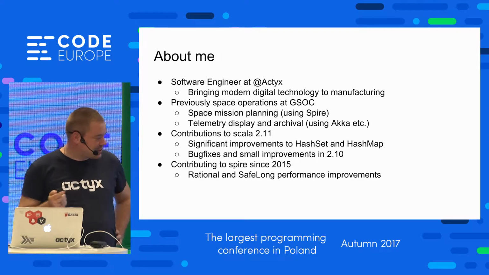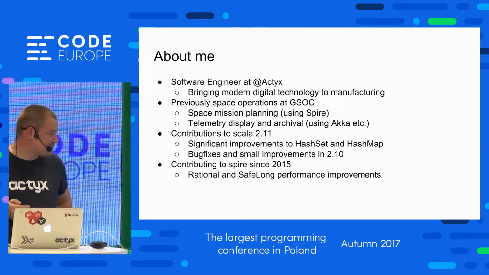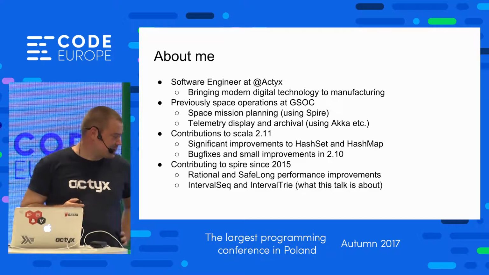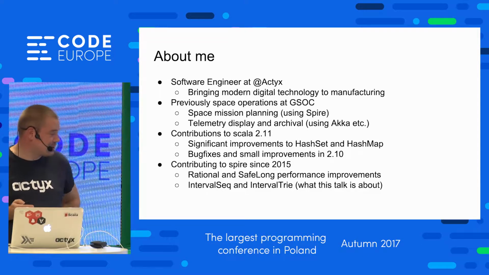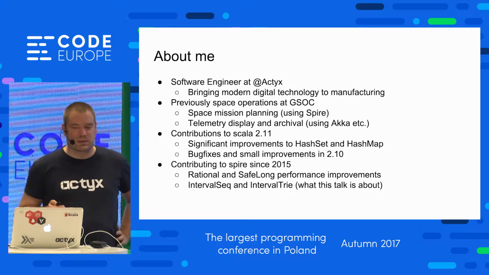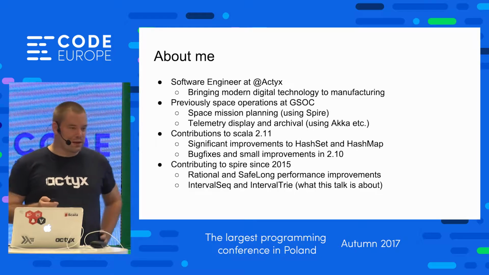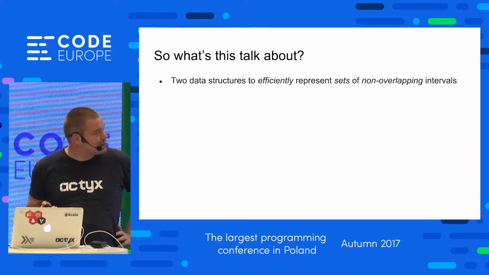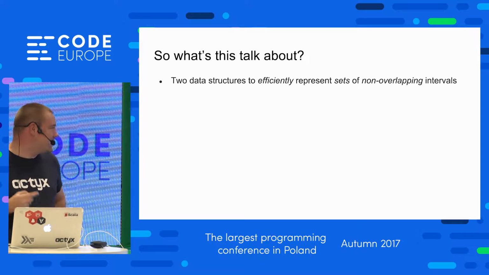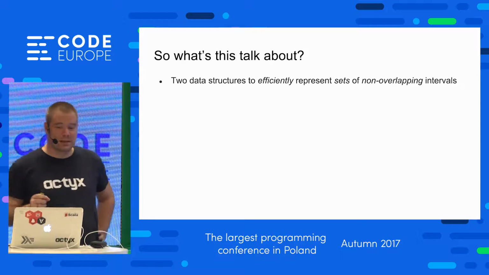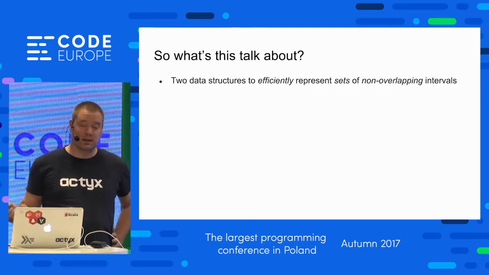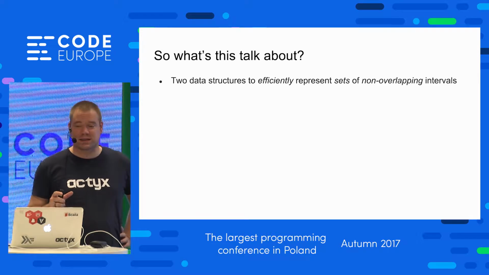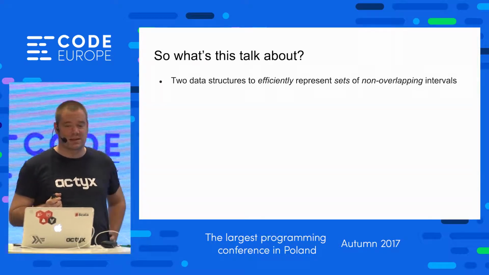And in particular, I have improved the performance of the rational number type, and I've implemented these two data structures called interval seek and interval tree. And this is basically what this talk is about. What's this talk about? It's two different data structures, one tree-based, one array-based, to represent sets of non-overlapping intervals and to perform operations on that.